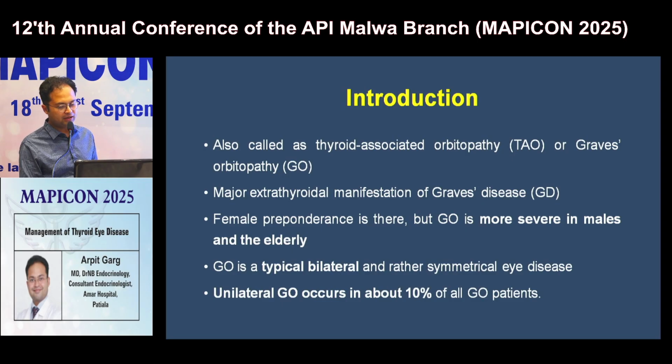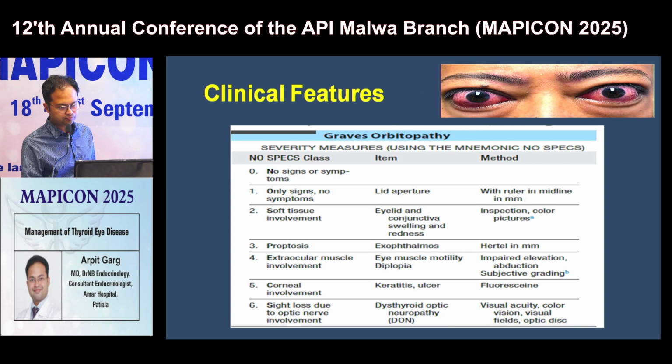It is typically bilateral and rather symmetrical eye disease, and unilateral Graves' orbitopathy occurs in approximately 10% of the patients. So if any unilateral eye disease is there, it is an indication for imaging, because in most of the patients Graves' eye disease is bilateral. So if you are seeing a unilateral disease, you need to rule out other causes of unilateral proptosis.